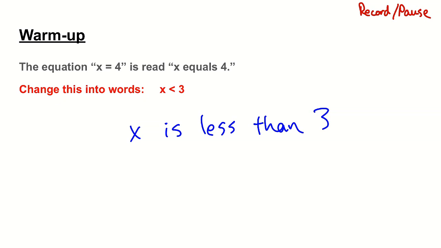So we have this equation, x equals 4, is how we read that equation right there if we read it out loud. So if we're going to read this one out loud, the way we would write it down in words is x is less than 3. X is less than 3.